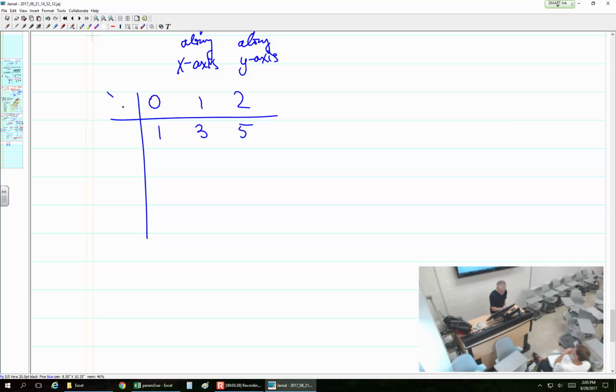0, 1, 2, and these are x's, these are y's. 1, 2, 3, and we add vertically, 3 and 5, 5 and 6, 7. Wait a minute, we're adding 2. No, we're adding 1. Okay, so 0, 1, 2. 1, 2, 3, 4, 5, 5, 6, 7. Okay, that's all we know.